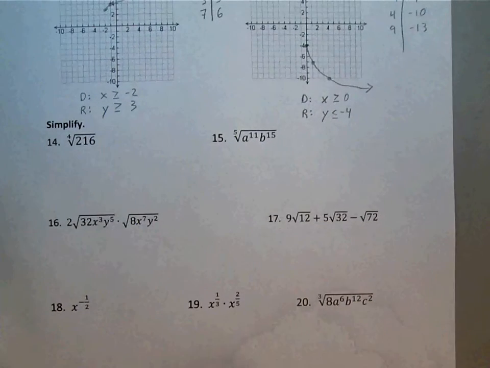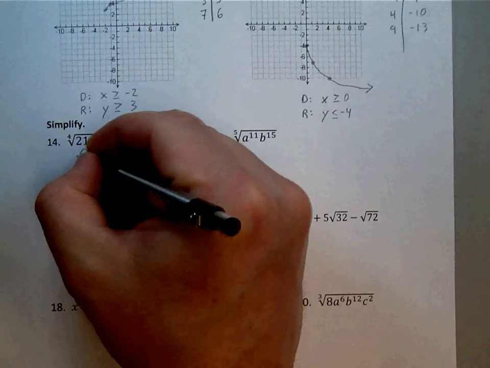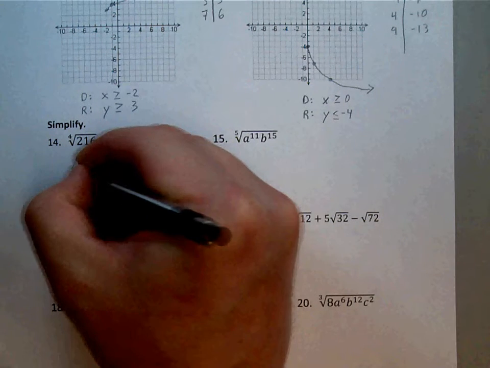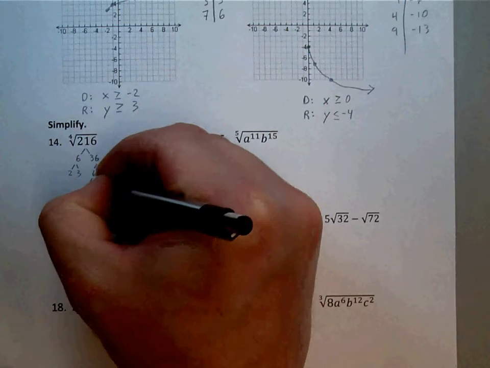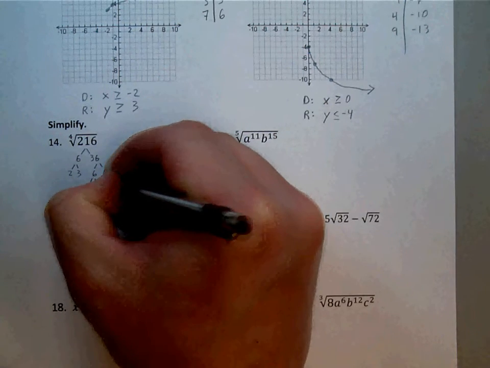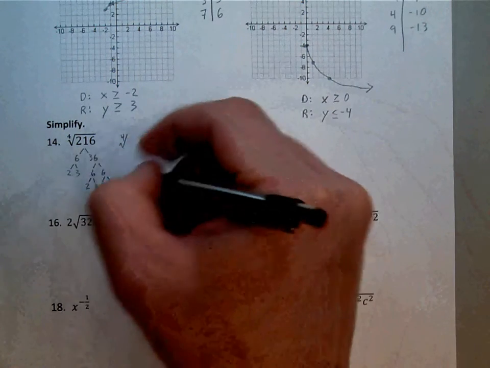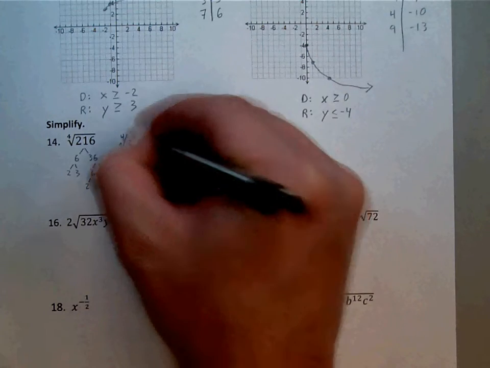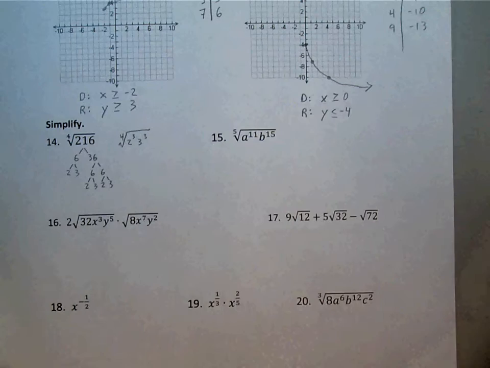Number 14, the fourth root of 216. 216 is actually 6 times 36. 2, 3, 6, 6, a bunch of 2's and 3's. Really, I can rewrite it. Fourth root of, I've got 2 to the third, and I have 3 to the third. I'm looking for 4 of a kinds. There's no 4 of a kinds.